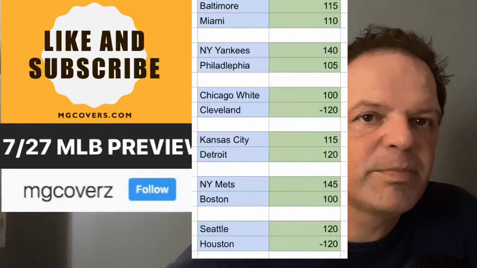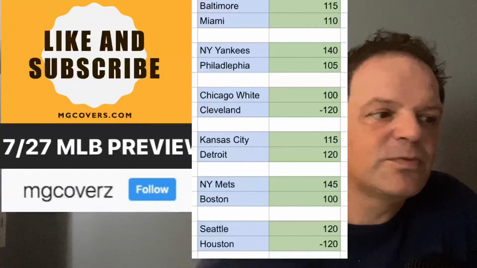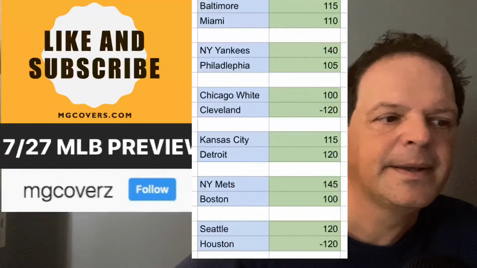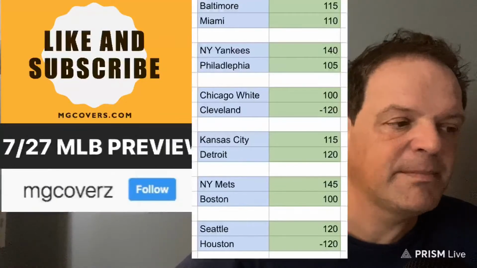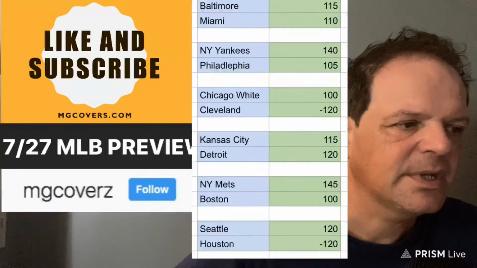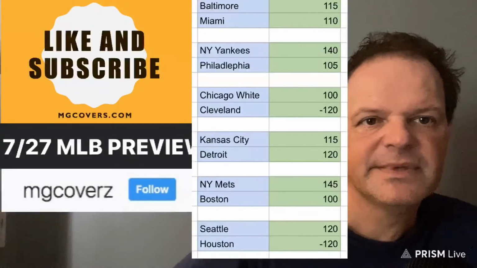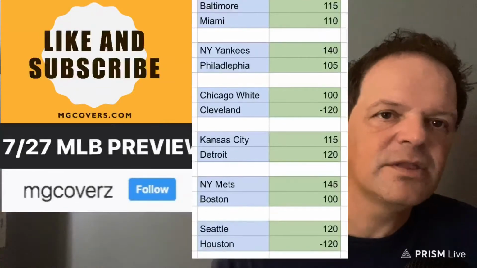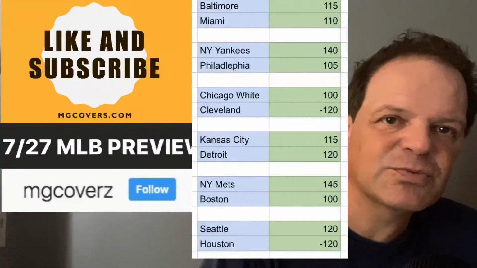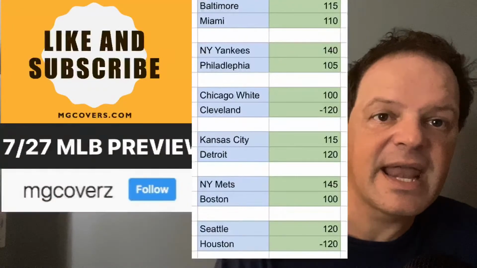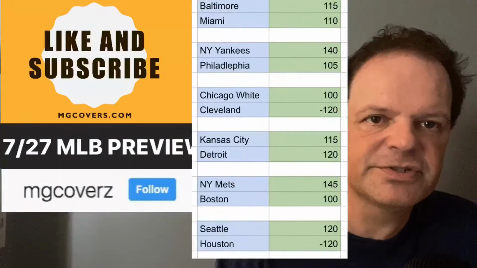So we have Baltimore, Miami. Our line is Baltimore plus 115, Miami plus 110. Actual line, Baltimore plus 122. Miami is the favorite, minus 132. So not really any value there. And the way that I handicap, there's no way I would play Miami at minus 132 when I have them at an actual dog line, because there's no value there.